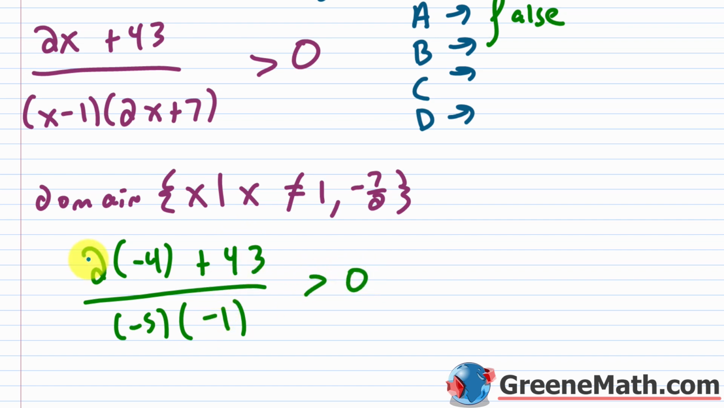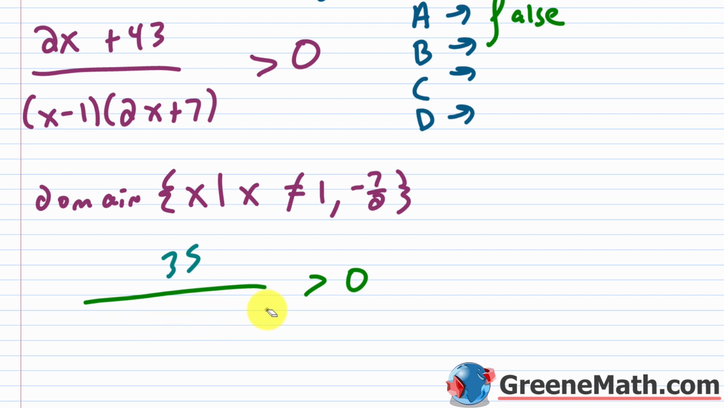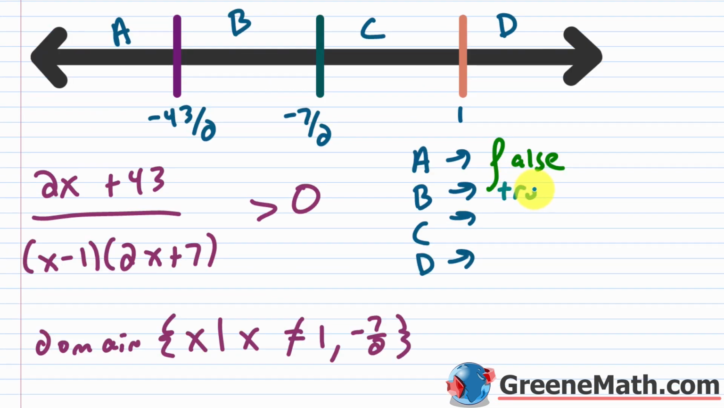But for completeness, just in case you want to see it, 2 times negative 4 is negative 8, and negative 8 plus 43, that's 35. And then negative 5 times negative 1 is 5. So this would be 35 over 5, which is 7. And of course, 7 is greater than 0. So we'll come back here and say this is true.